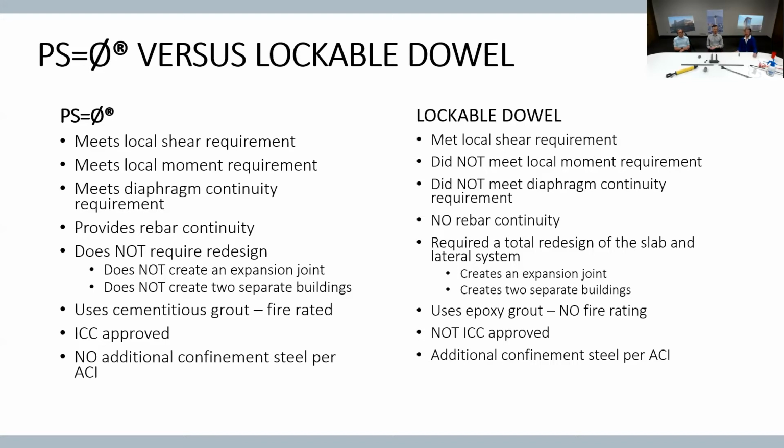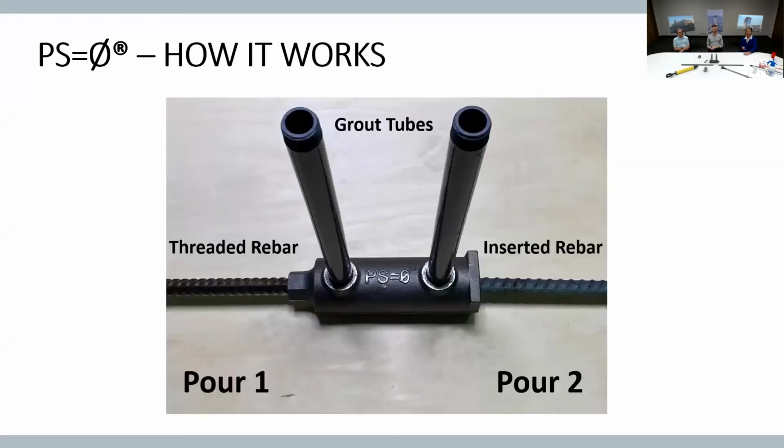The lockable dowel is not approved, and we do not need the additional confinement steel per the ACI. So if you look at even the details from the Halfen or from the lockable dowel systems, that confinement steel that they show, our opinion was it wasn't actually confined, even if you wanted to use that system.